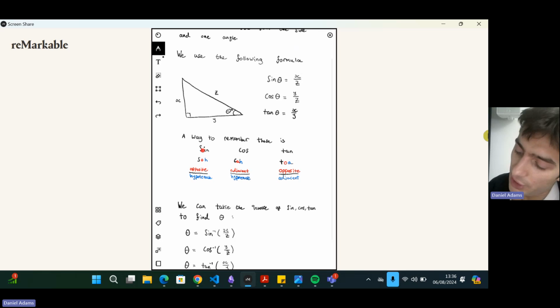which is for sine you have so, which is opposite over hypotenuse, hence the O and the H. For cos you have ka, which is adjacent over hypotenuse, hence the A and the H. And for tan you have toa, which is opposite over adjacent, hence the O and the A, right? So normally people say so ka toa to remember this. You just need to remember so ka toa.